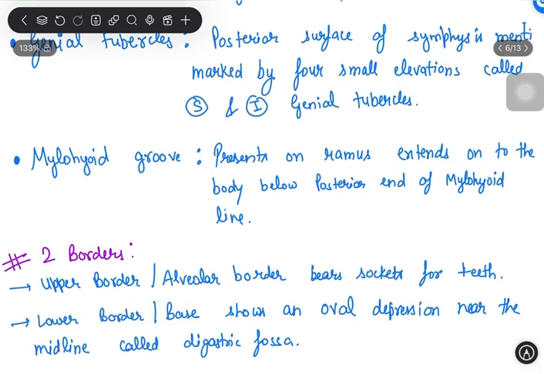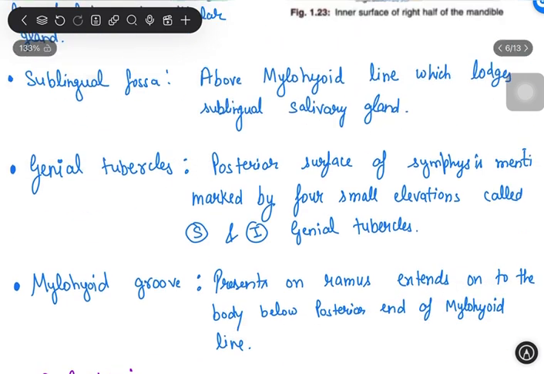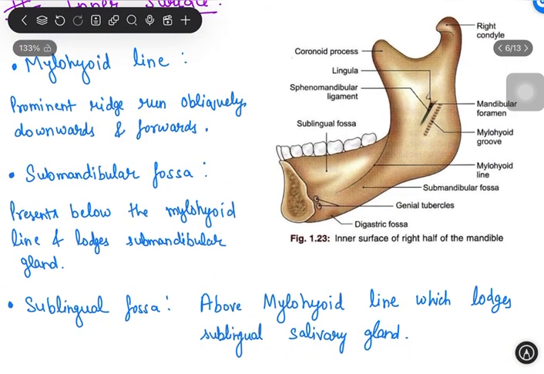And lastly, we have the mylohyoid groove, which is present on the ramus, but it extends onto the body below the posterior end of the mylohyoid line. In this diagram you can see the mylohyoid groove.